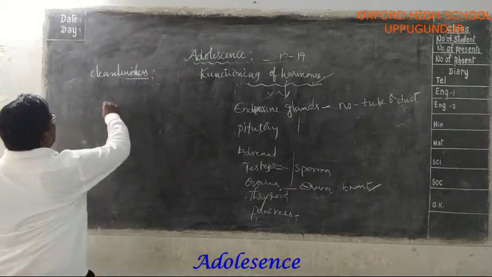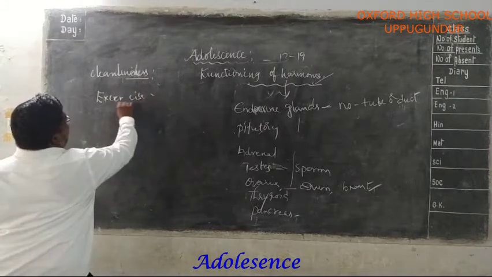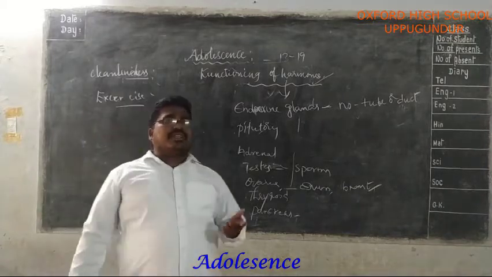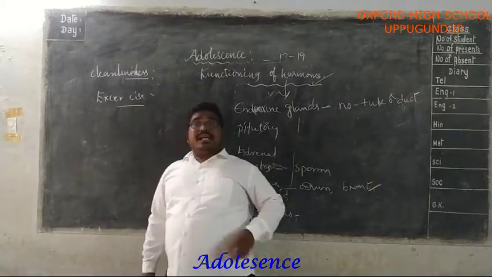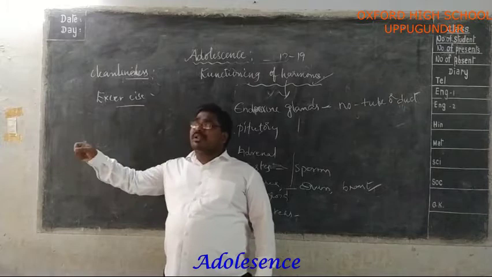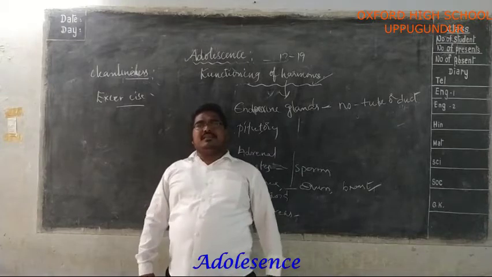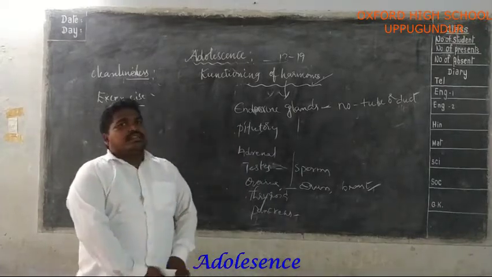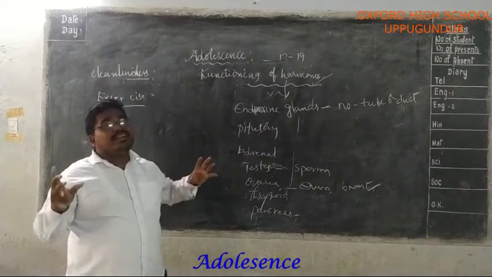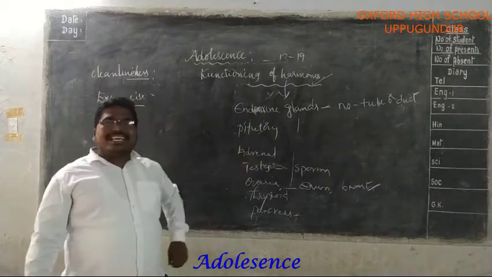Next one is exercise. Exercise is very important for these adolescents. Instead of playing indoor games like carroms, Ludo, or chess, it is better to play outdoor games, because when these adolescents play outside, a lot of stress and strain is reduced. They come to a normal state and they get very fit. Do you understand? So exercise is very important.